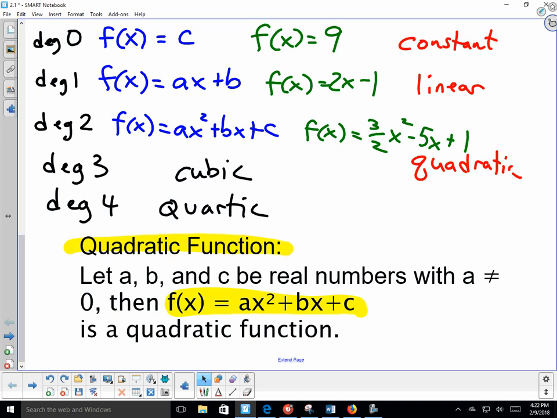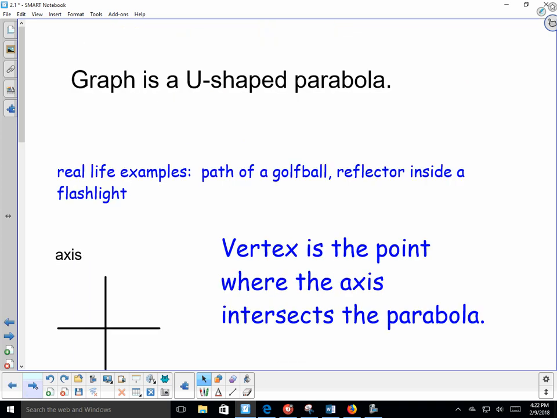Remember, you can pause this video at any time if you need to. Okay, so the graph of a quadratic function is always going to be a U-shaped parabola. The parabola might open up like this, or it might open down like this, but it's going to be U-shaped. There are so many real-life examples of quadratic functions.